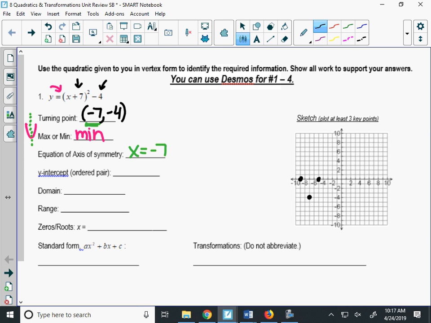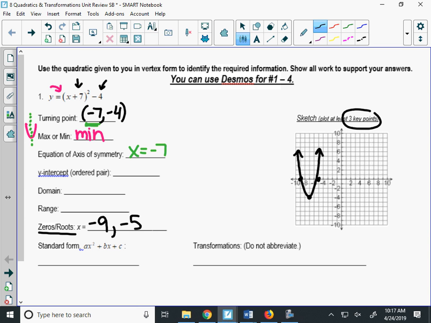There we go. So you sketch, it says sketch at least 3 key points. Those would be your 3 key points. You can plot your picture. And it actually helps us find down here the zeros and the roots. Right? Our zeros and the roots were at -9 and -5.